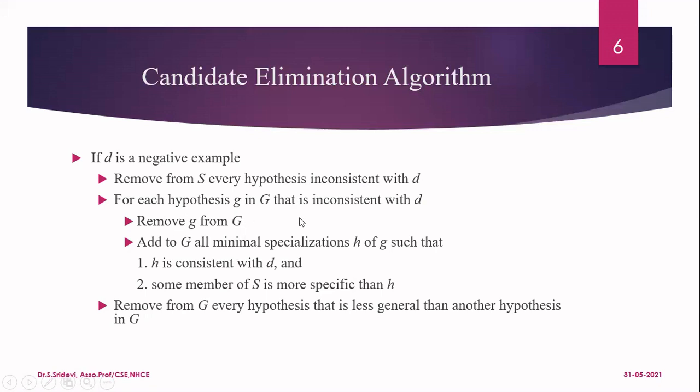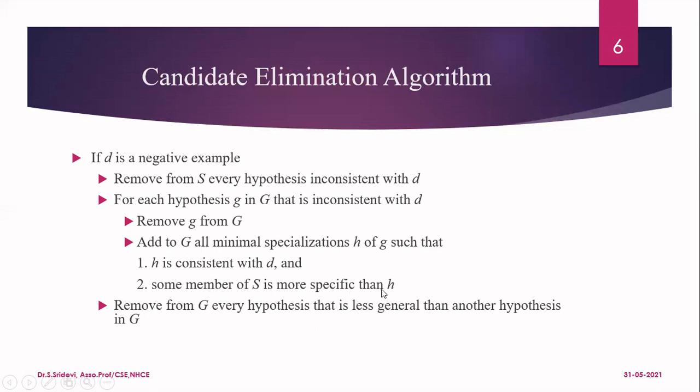The first operation we are going to perform is to remove the inconsistent hypothesis from the set G. After that, we are going to add to G all minimal specializations H of G. Here we are adding specializations which are minimal. That means if we have many question marks at a time, we are going to substitute one question mark with a specific value. So add to G all minimal specializations H of G such that the following two conditions are satisfied. The first condition is that H is consistent with D, and the second condition is that some member of S is more specific than H.